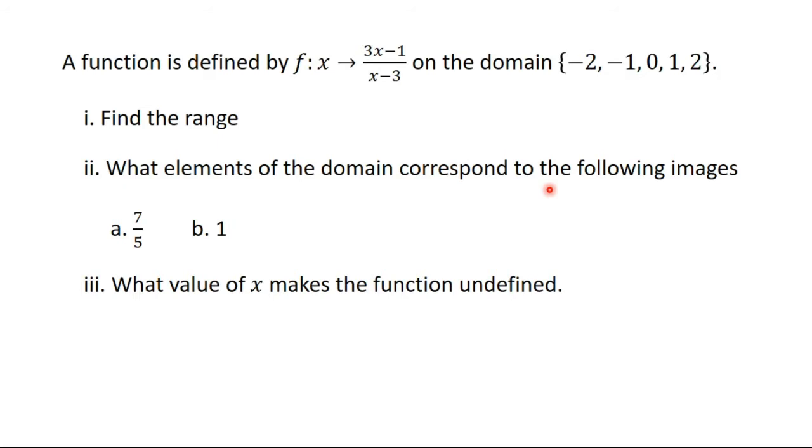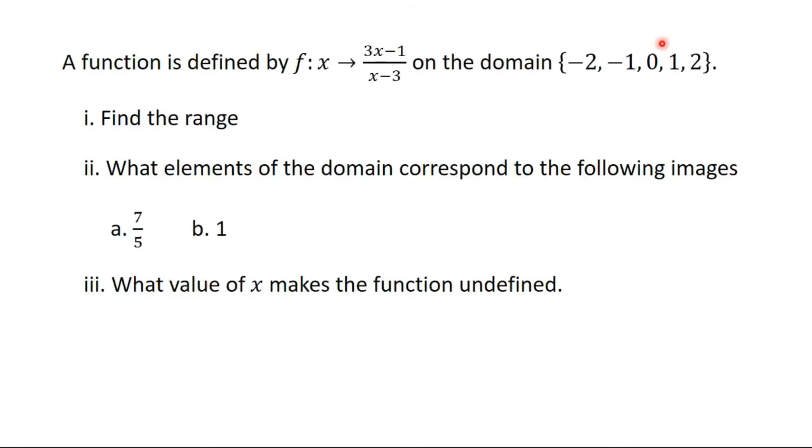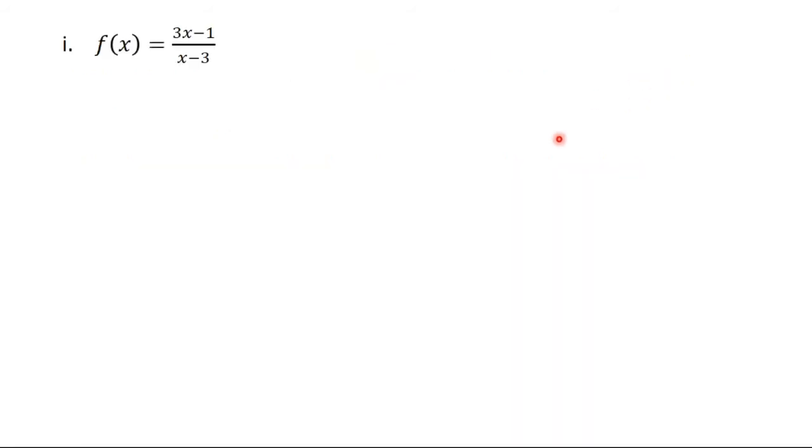So we are supposed to find the range here again. We did an example in the previous video and we are going to do this one too. So the first thing you have to do is to write the function like this. So f of x is equal to 3x minus 1 over x minus 3. So we are supposed to find the range. So in finding the range, we are going to find the corresponding images of these elements in the domain.